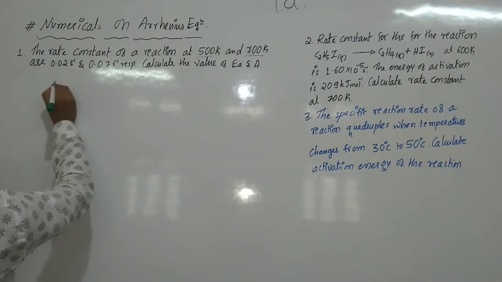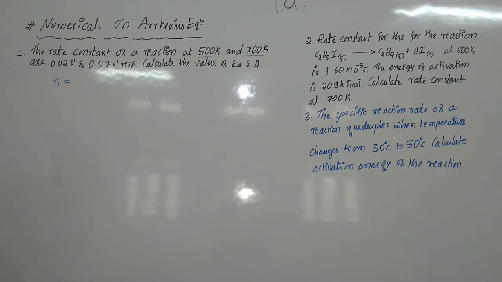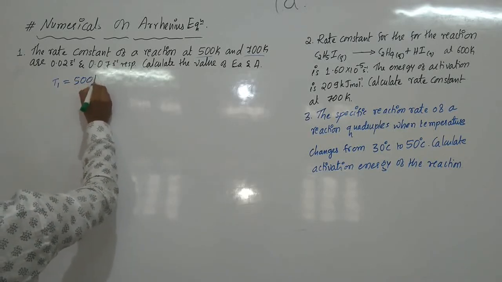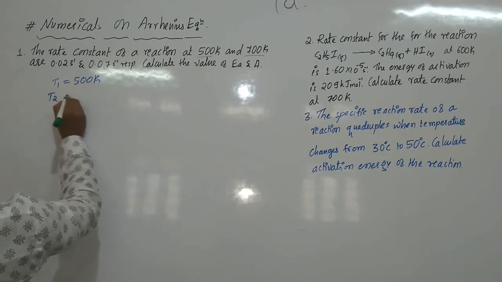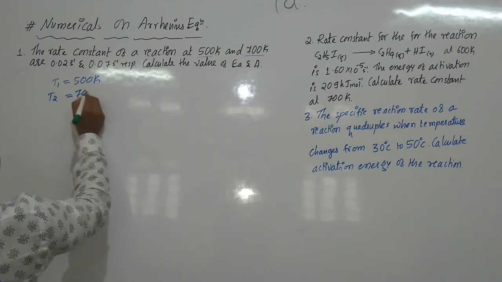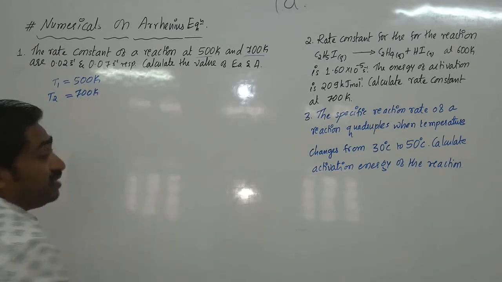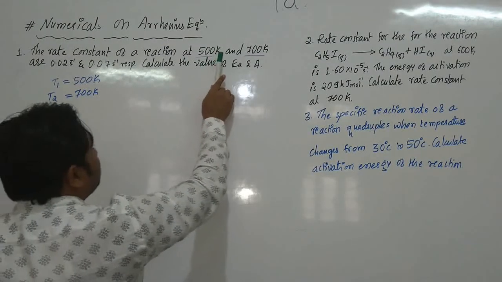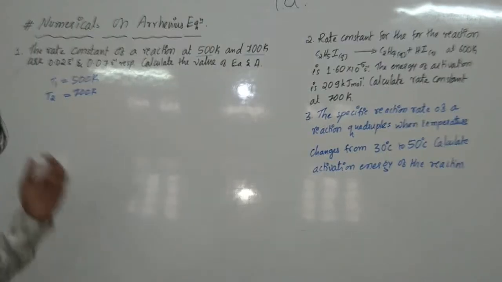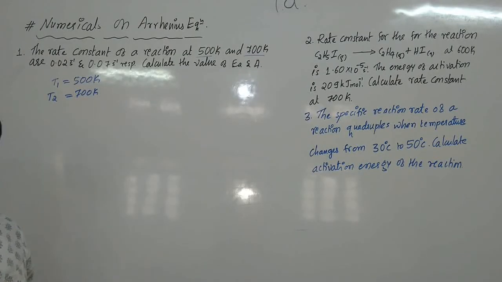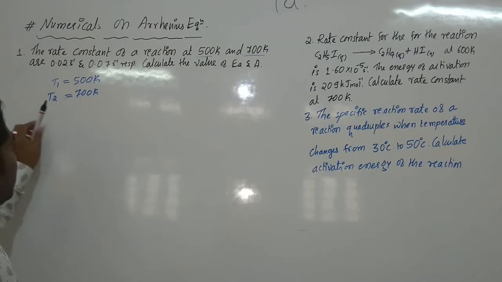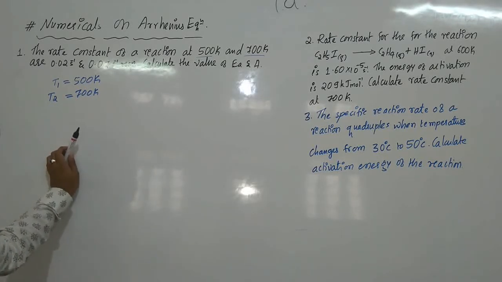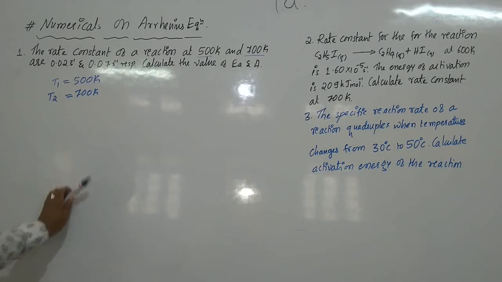So we'll take the lower temperature as T1. That T1 is equal to what? Lower temperature is 500 Kelvin and the higher temperature as T2. This is 700 Kelvin. They have directly given it in Kelvin units. If the temperature is given in degree Celsius, we have to convert degree Celsius into Kelvin. Please remember, because here in the equation we are going to use absolute temperature, not simply temperature, absolute temperature.